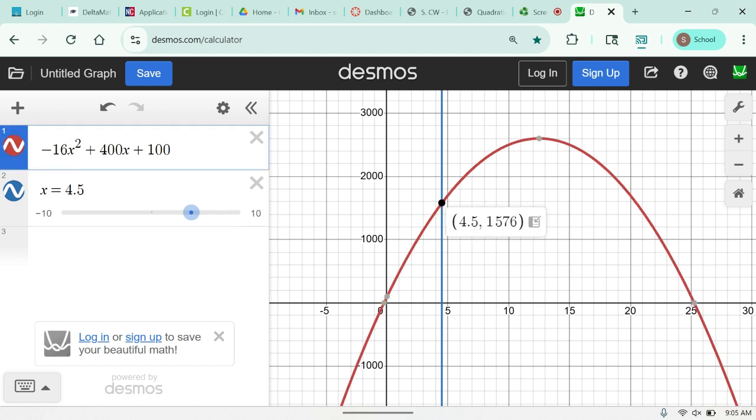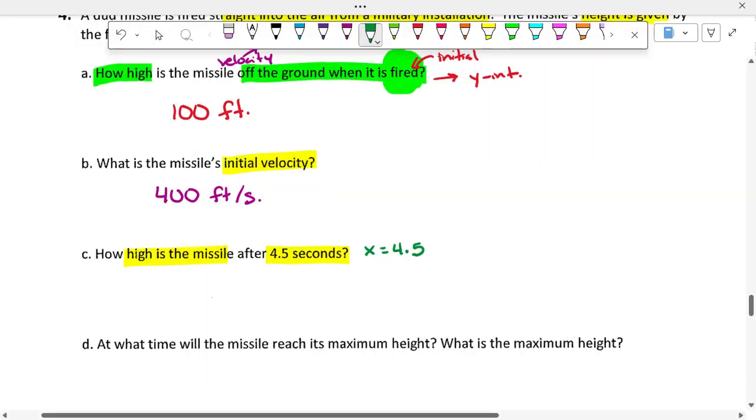So I'm finding the point of intersection, which is right there. So how high is it after 4.5 seconds? So how high is it? 1,576 feet. That's the Y value of that point of intersection. So 1,576 feet.